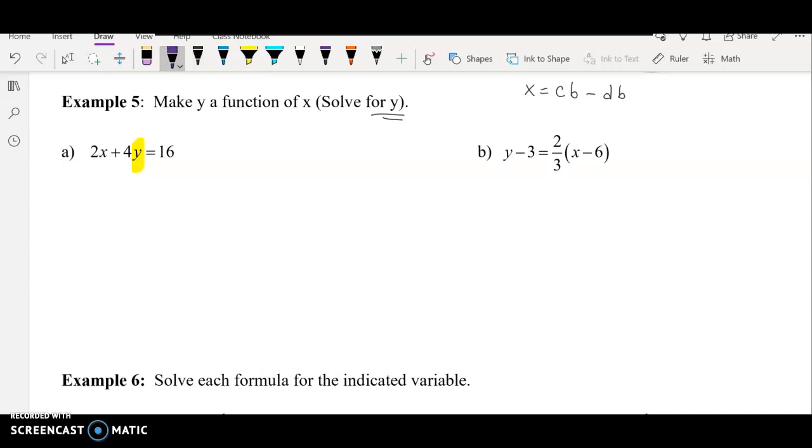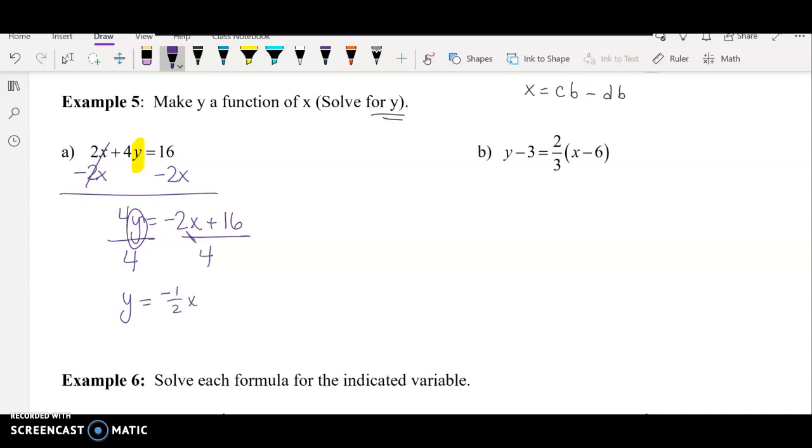So notice there are some numbers in this one. So right now what we're going to do is we're going to move the 2x to the other side. We get 4y equals negative 2x plus 16. Right now, again, I'm trying to get y by itself, so I'm going to divide by 4. And I am going to divide each term by 4. So this first one, negative 2 divided by 4, becomes negative 1/2. So that's negative 1/2 x, and then plus 16 divided by 4 is 4. So we get y equals negative 1/2 x plus 4.